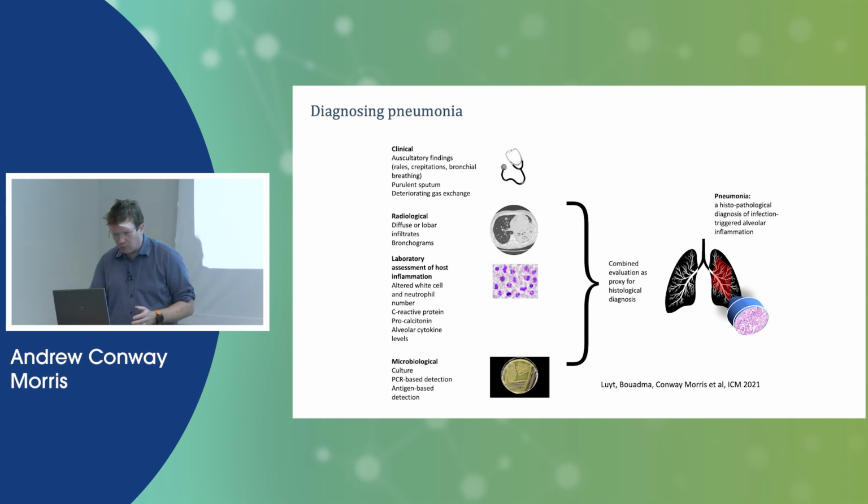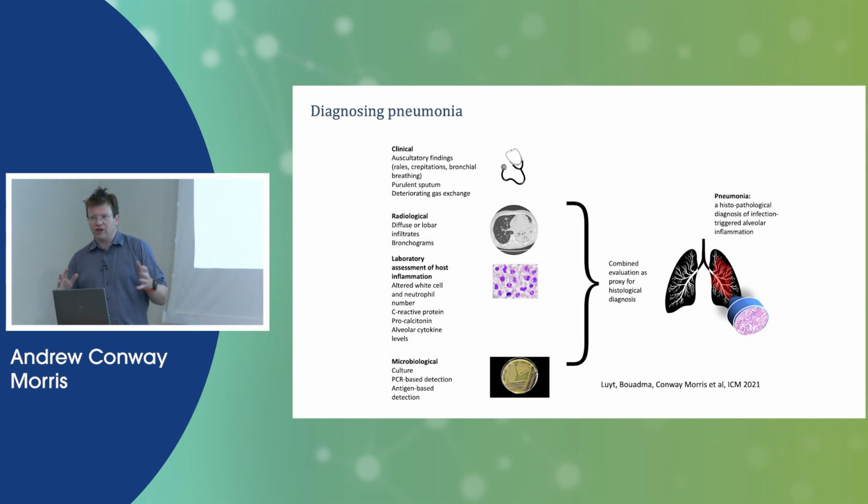Now, I don't know about what goes on in your hospitals, but certainly in mine, that almost never happens. We never biopsy our patients, certainly the ones who are on ventilators, for very good reason. So what we need to do is build up a proxy measure. We can use clinical criteria, something that suggests a respiratory focus. We can use radiological criteria, be that CT or chest X-ray or ultrasound, to identify alveolar inflammation or infiltration.